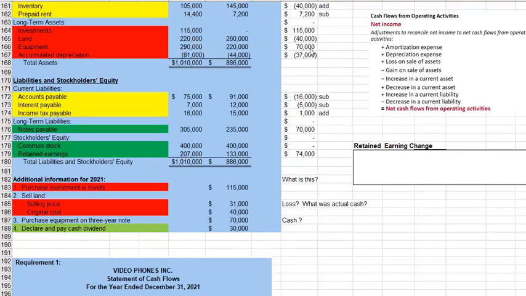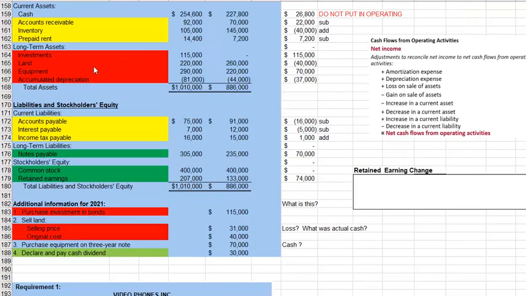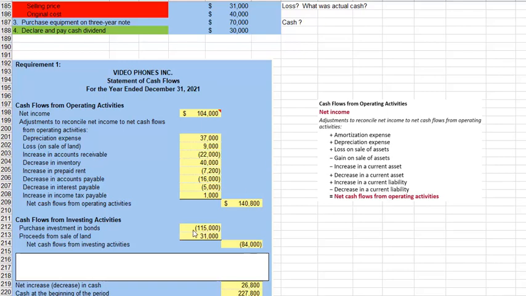Finally, we have equipment. It increased by $70,000. What we can see down here is that we purchased equipment on a 3-year note. Wait, I remember this. We did not use cash. We are going to note this as non-cash on our cash flow statement. We will put a note of non-cash activities. Purchased equipment issuing a notes payable, $70,000. This completes the investing section. Let's take a look at the cash flow statement and sum our cash flows from investing. We have a large 115 negative and 31,000 positive to give us overall negative $84,000 of cash.